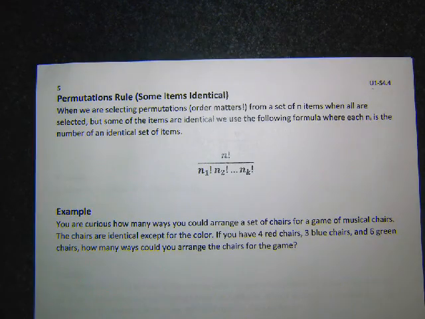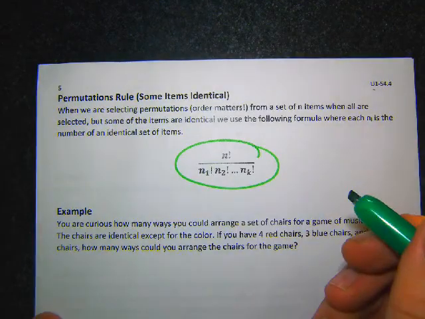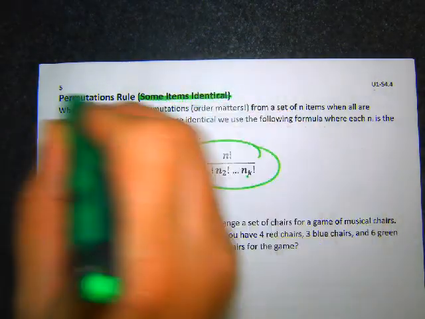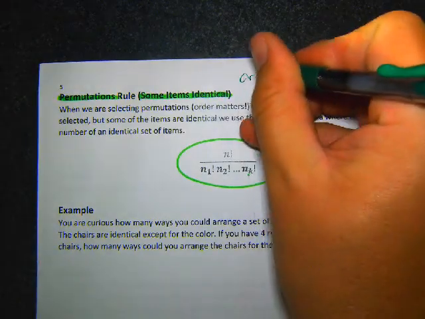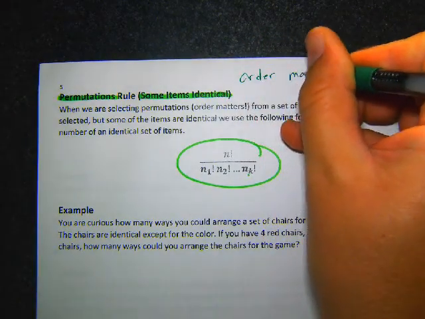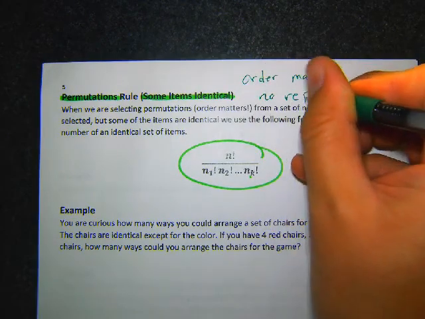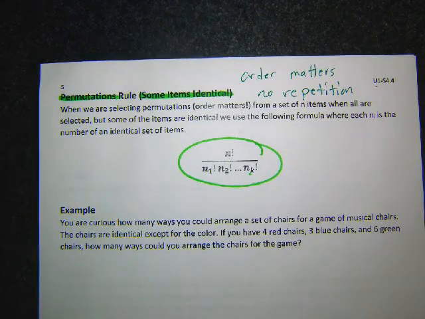This formula, I don't think your calculator really does, so you're going to have a formula on your note card to remember. Again, this is for when some items are identical, and it's still permutations, so we're still worried about the order mattering. And, of course, no repetition. Like I said, we're going to do mostly no repetition. Can't use the exact same chair twice. We can use two red chairs, but they'll be two different red chairs.